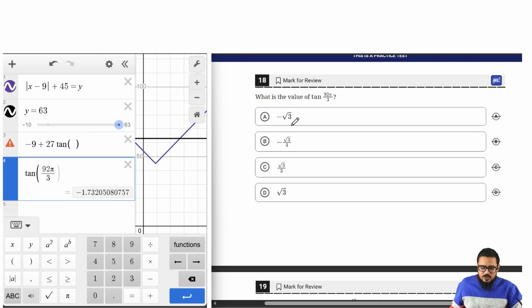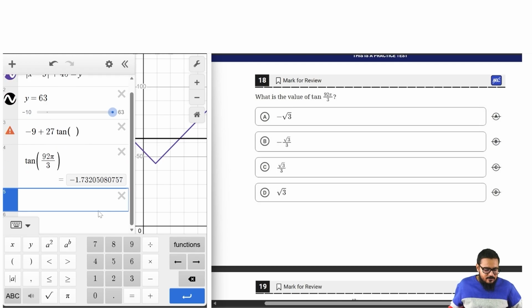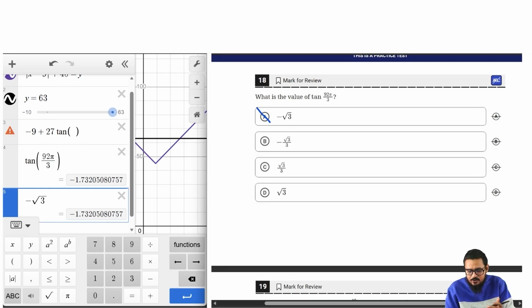Now, since this first answer option is written as minus under root 3, let's explore what this minus under root 3 equals. If I type minus root 3, let's see what I get. Minus the square root of 3. I'm getting this as minus 1.73205080757, exactly equivalent to tangent of 92 pi over 3's answer, which means the right answer to this question should be answer option A. Pretty simple question that you can do using Desmos, even if you do not know the exact values of radians and degrees for the tangent function.